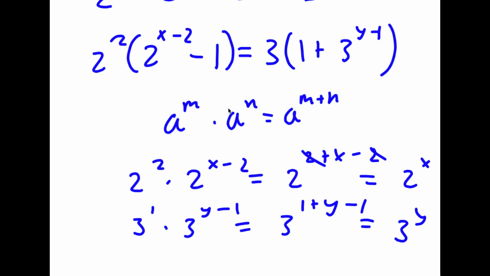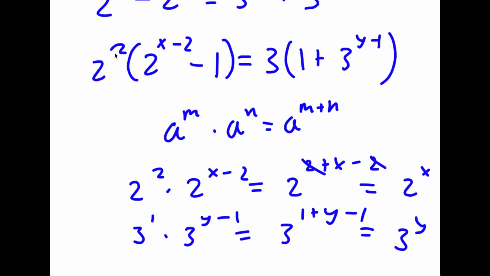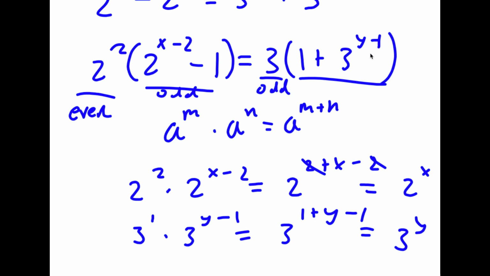So now, if you notice here, I have 2^2 times (2^(x-2) - 1) is equal to 3 times (1 + 3^(y-1)). Well, 2 squared is going to be an even number, right? And 3 is an odd number. Now, 2^(x-2), well, 2 to the power of any number is even, and an even number minus 1 is odd. And 3 to the power of any number is odd, and an odd number plus 1 is even.